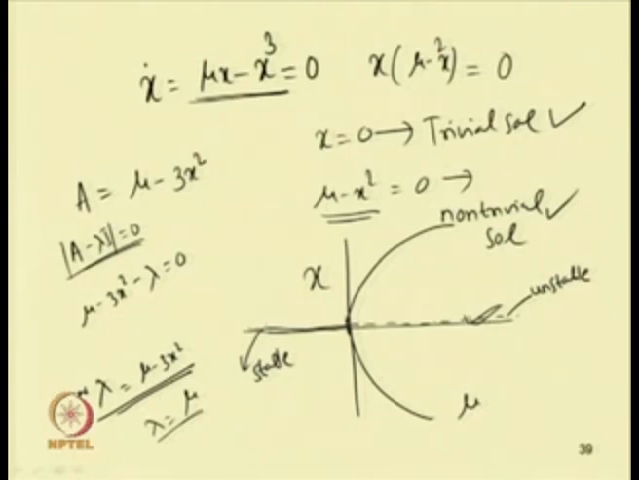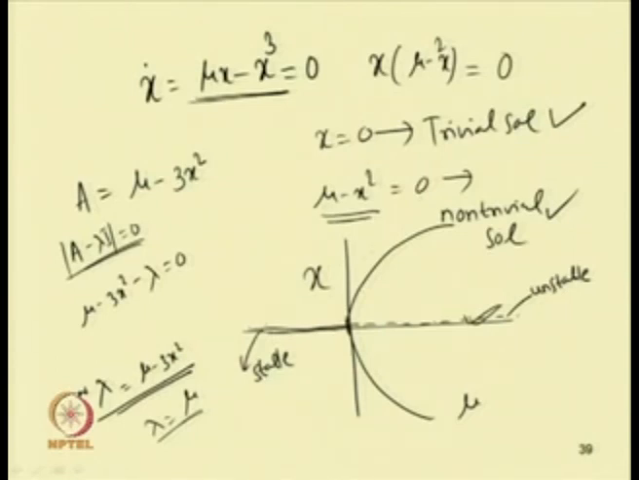So, at x equal to 0, or mu equal to 0, lambda becomes 0, that means one of the eigenvalues becomes 0. So, this corresponds to a static bifurcation point. At the static bifurcation point, the stable trivial branch and unstable trivial branch meet at this point. Along with this we have another two solutions, that correspond to mu minus x square equal to 0.